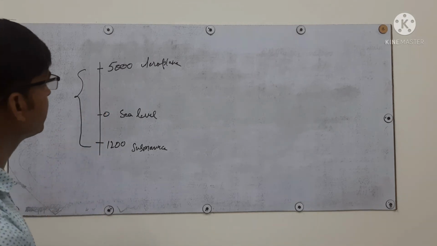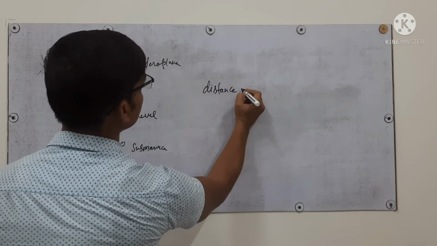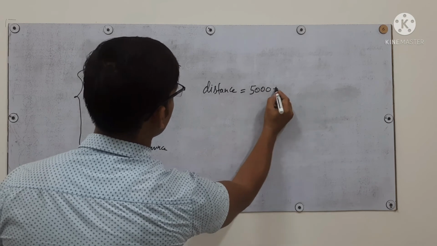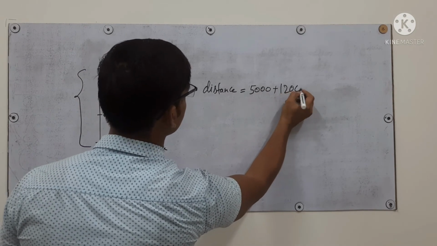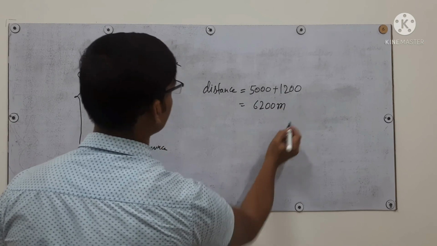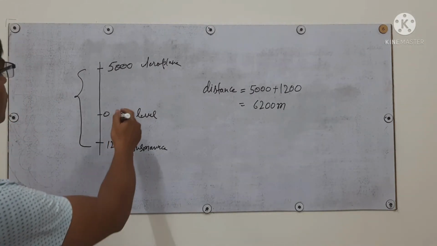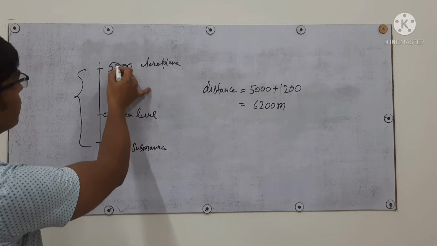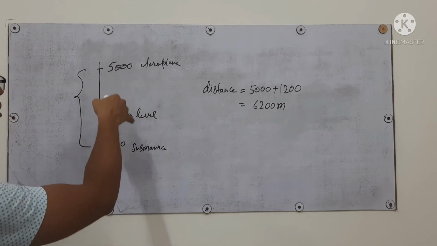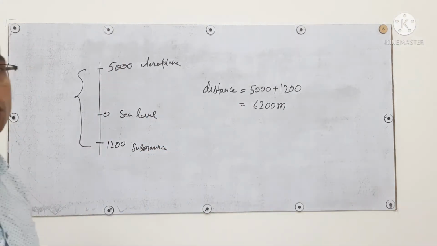Okay, so now we will find the distance. Simply we have to do addition, that is 5000 plus 1200, and it will be 6200 meters. Okay students, it is a very easy question, because when we go up from sea level we find 5000 and below sea level we find 1200, and the distance between them will be 6200. So you can note it from here.